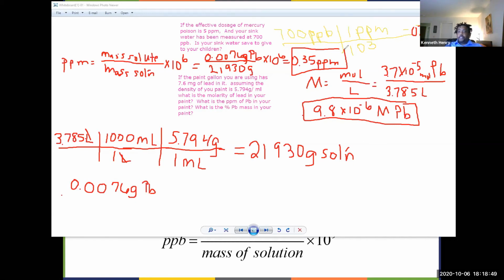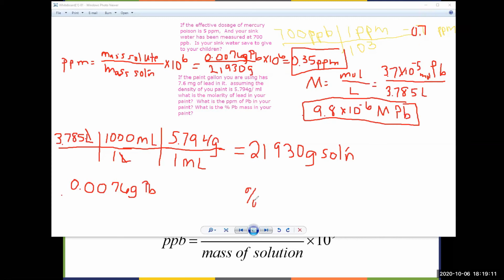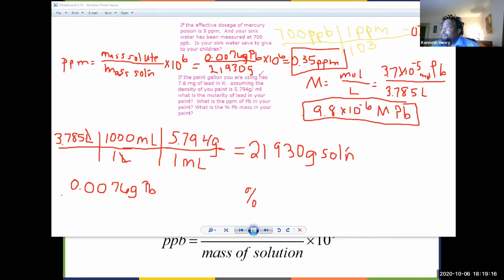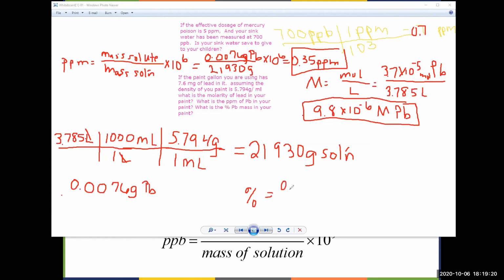What about the last part? The easiest part. What is the percent mass in your paint? What am I gonna do? It's just the mass of solute over mass of solution times 100. So I just need this number here. Is that what you're telling me? Yeah. And then multiply it by 100.